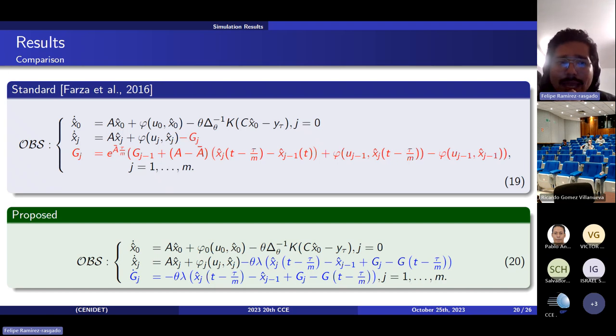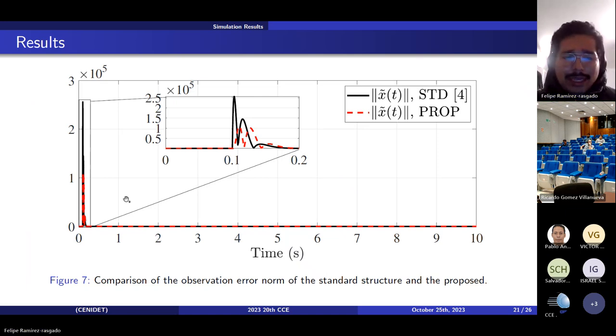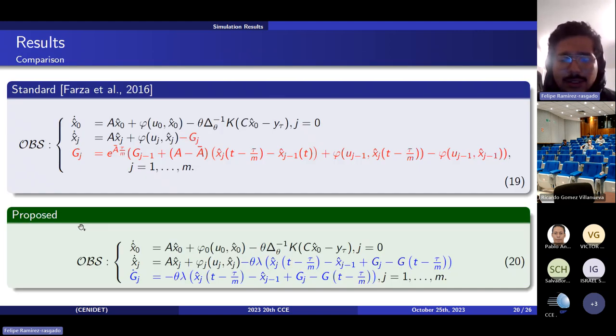So in this sense, we have a comparison between the standard structure of the cascade, shown in equation 19, and the proposed one, where we have an ordinary dynamic equation of G, where G is the compensation function for the time delay. So what happened? In this comparison, we put to the test the same system, but we compare the cascade observer proposed in equation 19 versus the one proposed in equation 20.